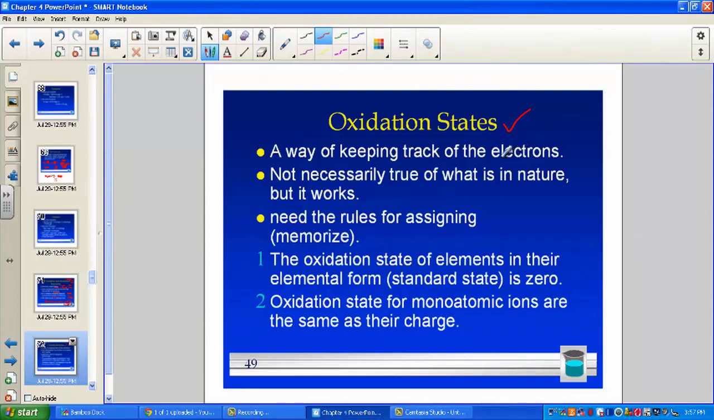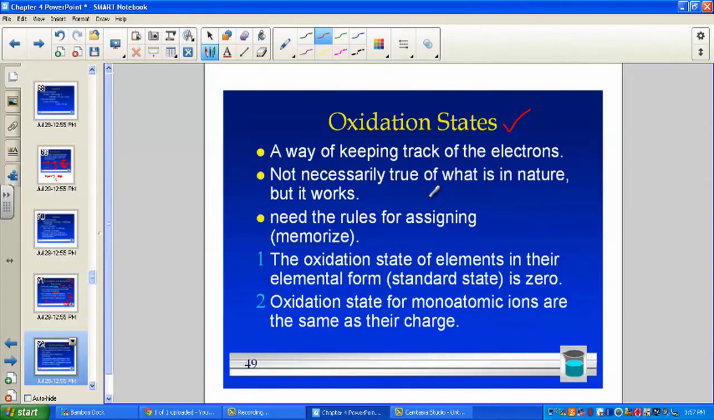So we're going to begin this lesson by learning how to assign oxidation numbers. It's a simple bookkeeping method. It's not necessarily true of what we find in nature, but it works. So it's a bookkeeping method that we've organized as chemists to come up with a way of assigning these charges, these oxidation numbers, so we can track electron flow. So just a way of keeping track.